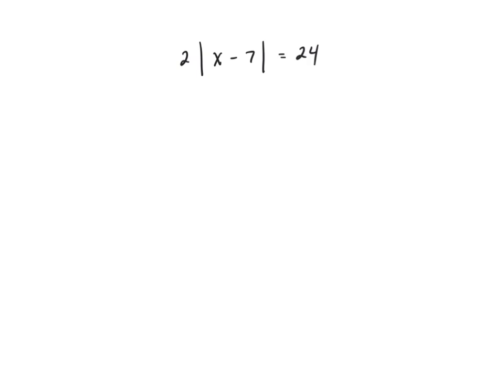Another important part is, look at how this is 2, and this is times. Now, you do not want to distribute that 2. What you want to do is isolate the absolute value. Well, how do we do it? It's 2 times that absolute value, so let's undo that multiplication. 2 over 2, so now we're left with x minus 7 in the absolute values equals 12. Now you can write two equations.